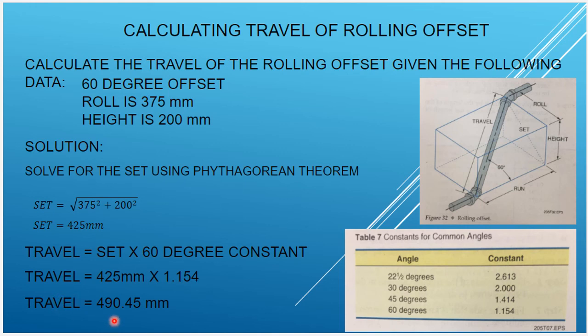So travel will get 490.45 millimeter. This is travel from this center to this center: 490.45 millimeter.